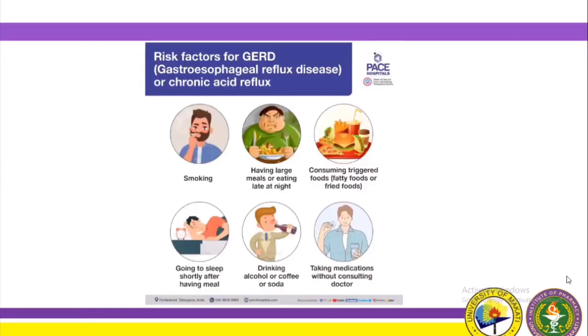So, for the risk factors of GERD, we have smoking, having large meals or eating late at night, consuming triggered foods such as fatty foods or fried foods, going to sleep shortly after having a meal, and drinking alcohol. Drinking alcohol decreases the LES tone, whereas the alcohol has toxic inflammatory effects on the esophageal mucosa, and it decreases the esophageal motility.